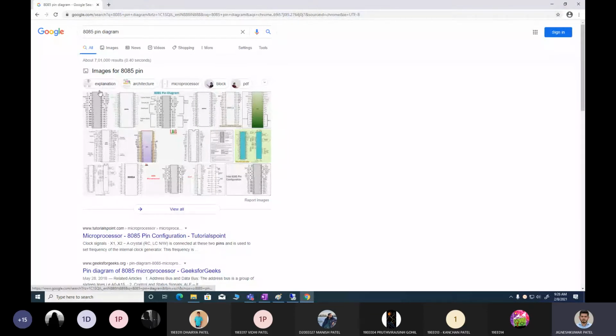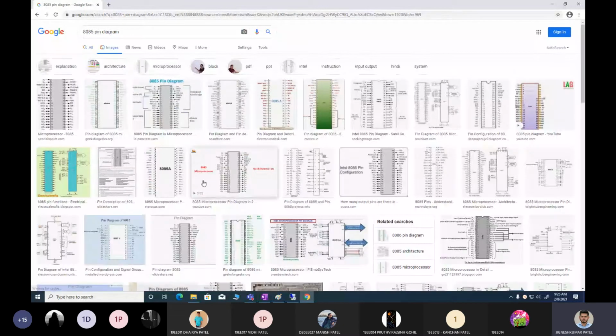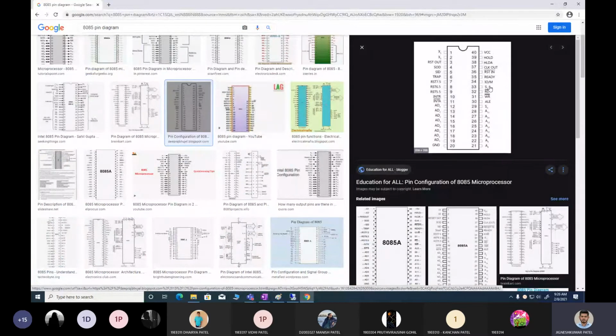See, whenever you are asked in the examination to draw the pin diagram and explain some symbols, at that time you have to draw this diagram, not this one. Yeah, this is the correct diagram. So show them as pins, like these are the pins, and name each pin. There are 40 pins.